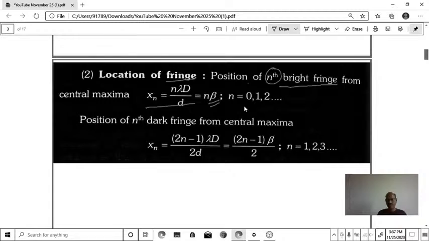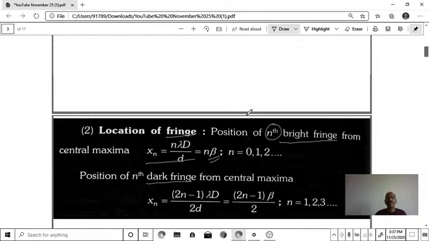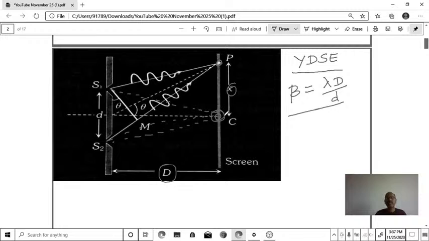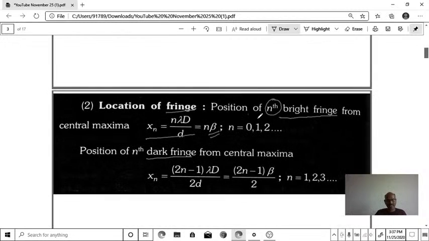If you want the position of the nth dark fringe from the central maximum, we know that this is the central maximum C, and point P is at a distance x. If I want to obtain the maxima, this is the formula. If I want to get the minima, that means the dark fringe, that is the second formula.